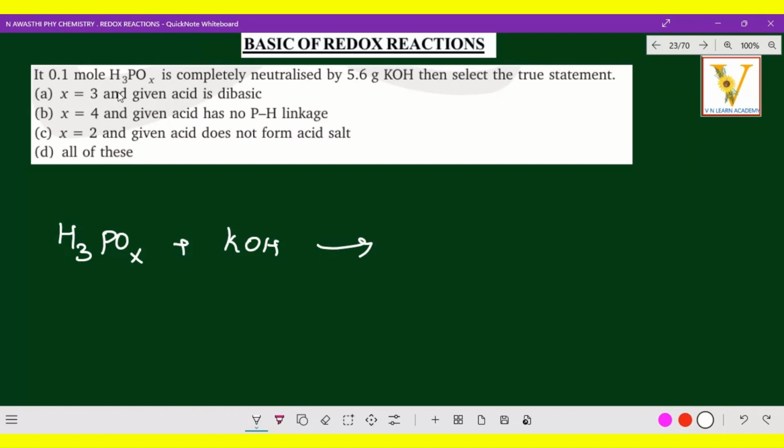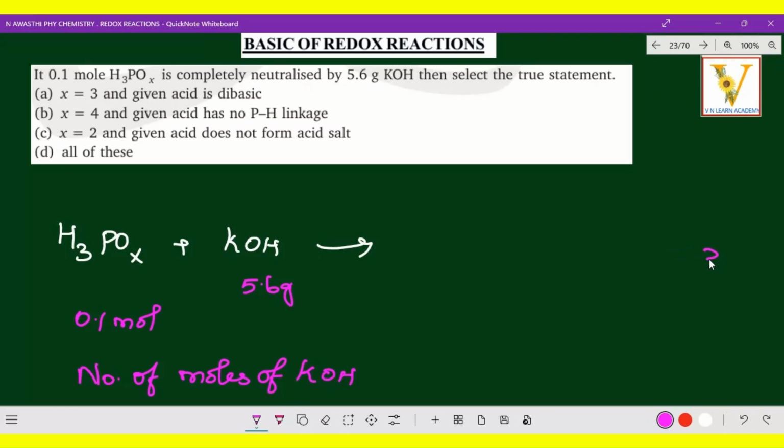Right now here, they have given it is actually 0.1 mole. So here also we have to find the number of moles. Here they have given 5.6 gram of mass. It is 5.6 gram of KOH. So we have to identify the number of moles of KOH. What is the molecular mass of KOH?